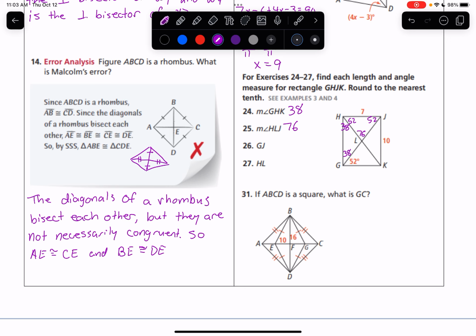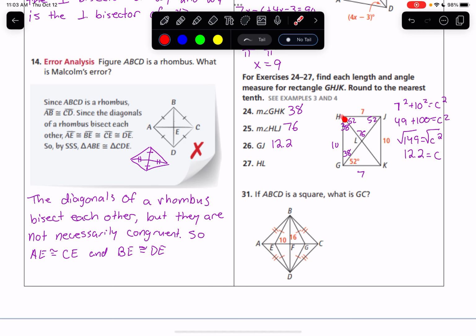Then we want to find GJ. That is the diagonal of this rectangle. So we're going to use the Pythagorean theorem. 7 squared plus 10 squared equals c squared. That's 49 plus 100 equals c squared. 149 equals c squared. When we take the square root of both sides, we get approximately 12.2 equals c. So that's the diagonal GJ, 12.2. And then HL is half of that. Since the diagonals of a rectangle are congruent to one another, HL is half of 12.2, or 6.1.